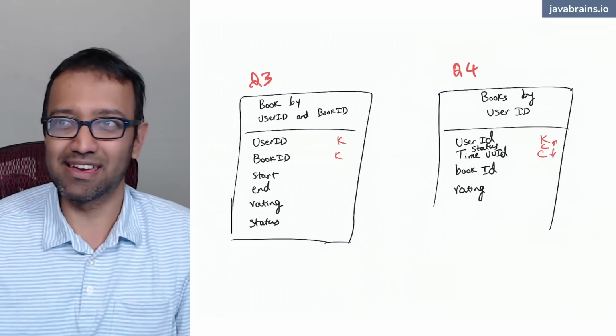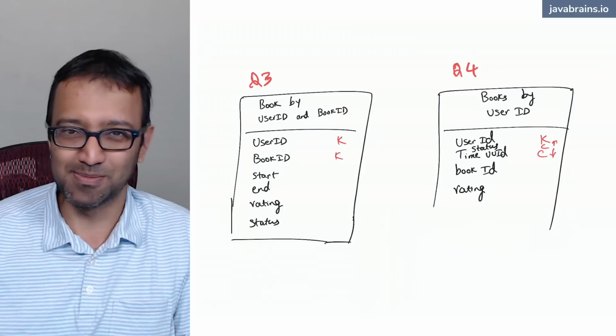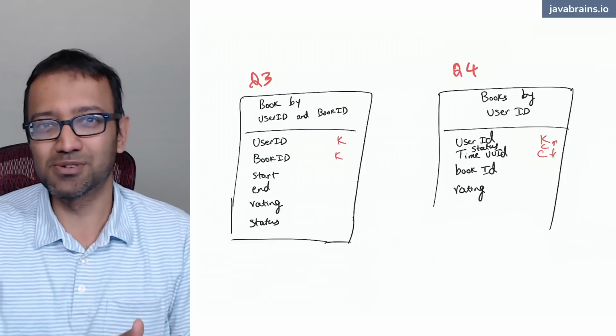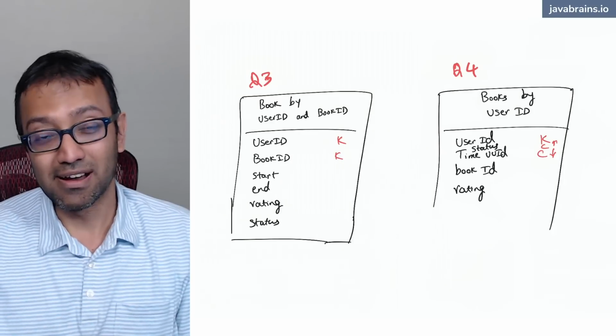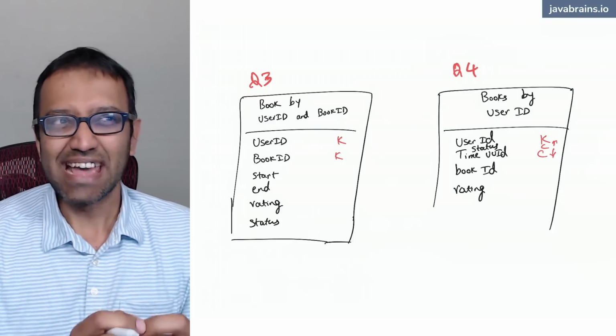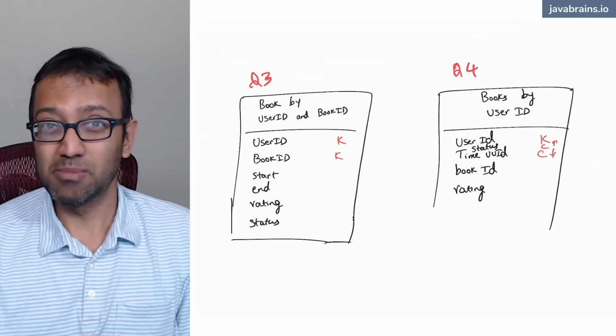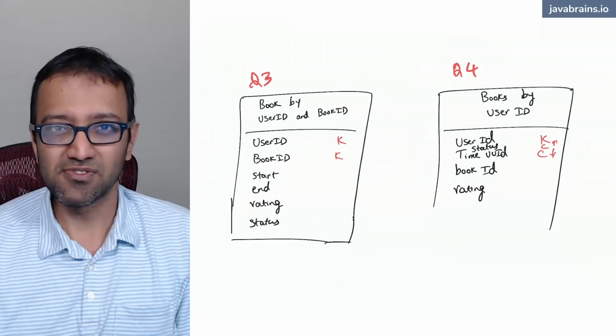Let's say somebody's marking a book every minute, right? That's not possible. So we can have some application controls to handle that. But in a realistic scenario, assuming that you have those controls, it's unlikely that this is going to be a problem. So that's the reason why I'm fine with it for now.